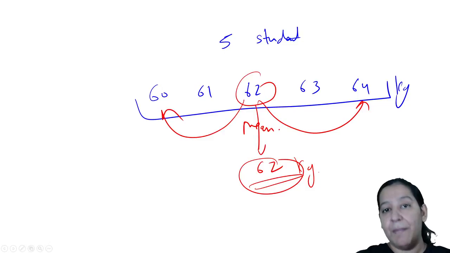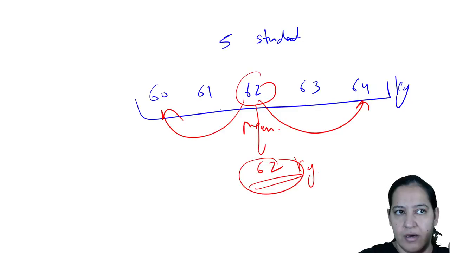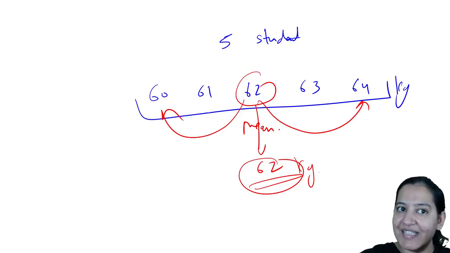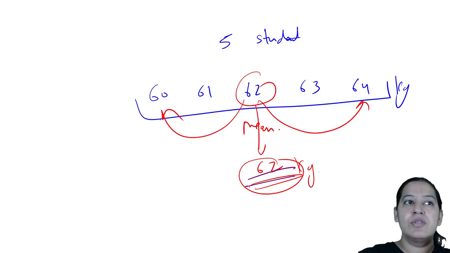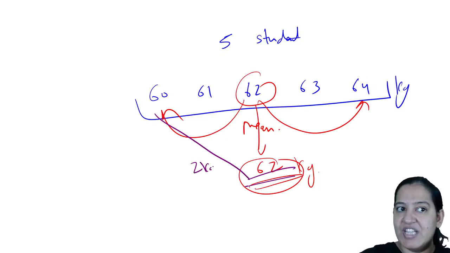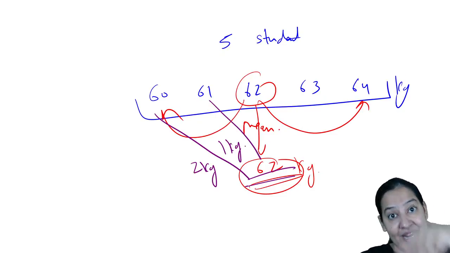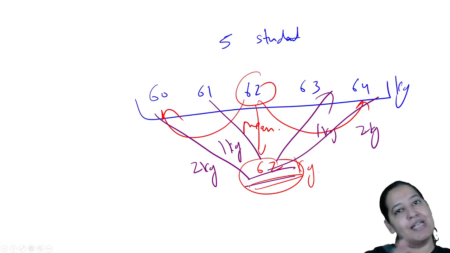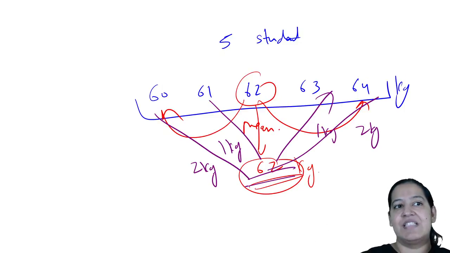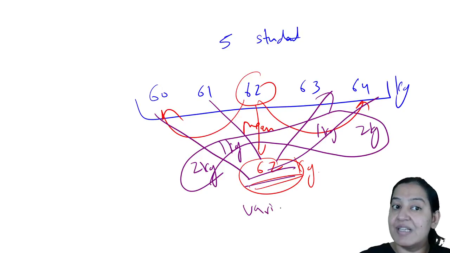What is the meaning of variability? Variability means how much each individual data point is separated from the central one. The central one is 62 here, no? 62 is the mean. So this 60 is separated by 2 kg from it. This one has a difference of 1 kg from the mean, again a difference of 1 kg here, and a difference of 2 kg here. So plus 1, plus 2, minus 1, minus 2. That is the variability from the central one.